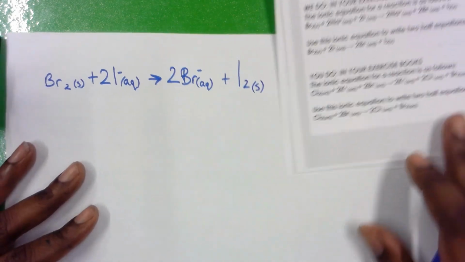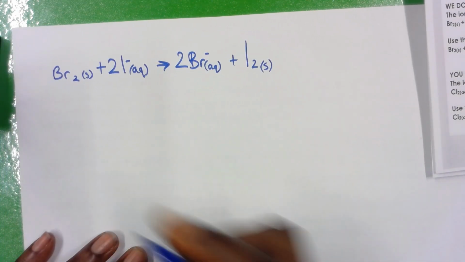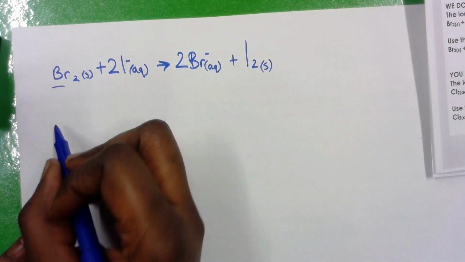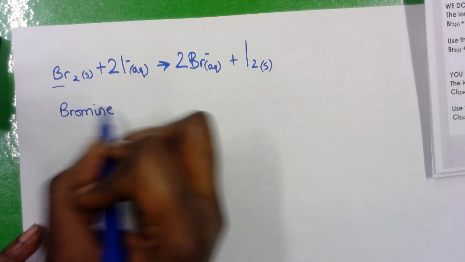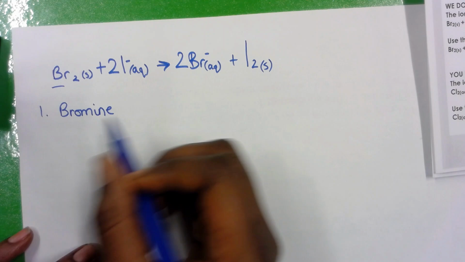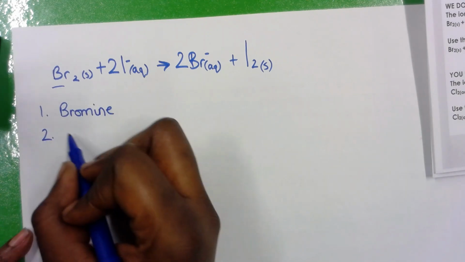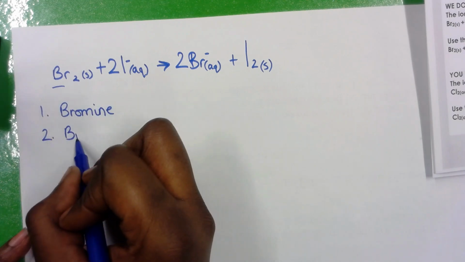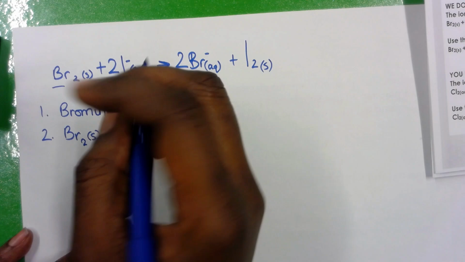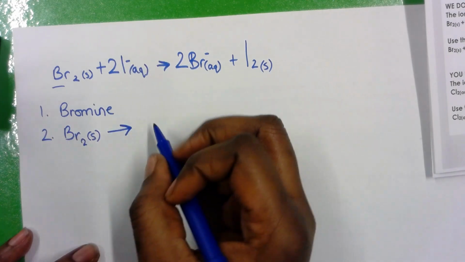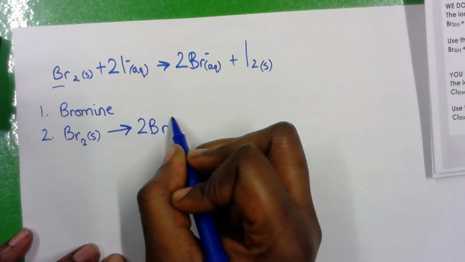Right, same thing, we're still just going to follow our steps. The first step, remember, we're going to pick one element from each side. So let's start with our bromine. And we're going to write down the reactant to the product straight from here. So from bromine, Br2, to our bromide ion, which is 2Br⁻.